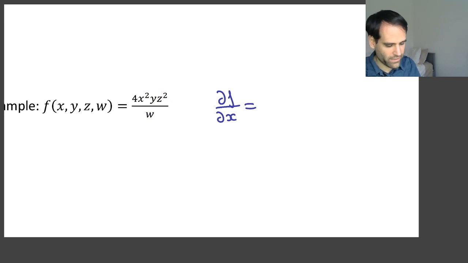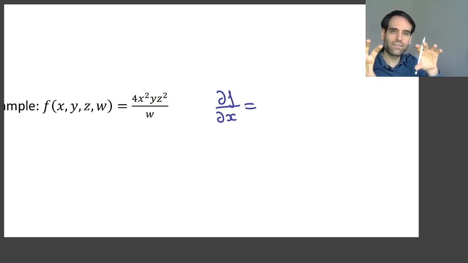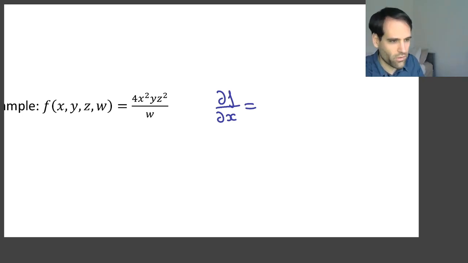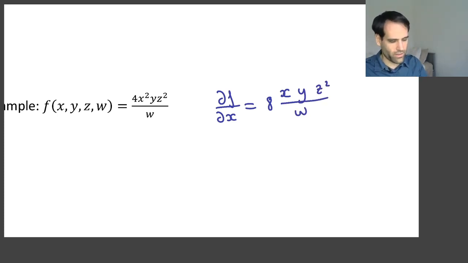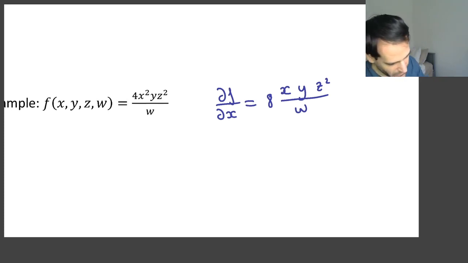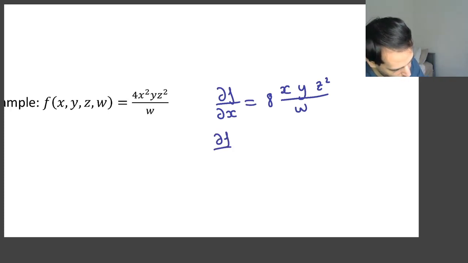So then 4yz squared divided by w is a constant, multiplied by x squared, whose derivative is 2x. So therefore you have 8xyz squared divided by w. Okay? So I simply changed x into 2x, and the rest I left as a constant, and therefore it is multiplying. Fine? What about the partial derivative of f with respect to y?